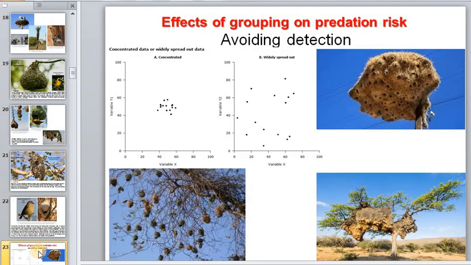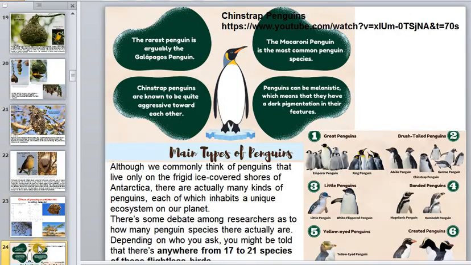Now the effects of grouping on predator risk, we will talk about this. Very often birds build nests very close together. We have already discussed this issue. This is a way to hide from predators. And today we talked about this.